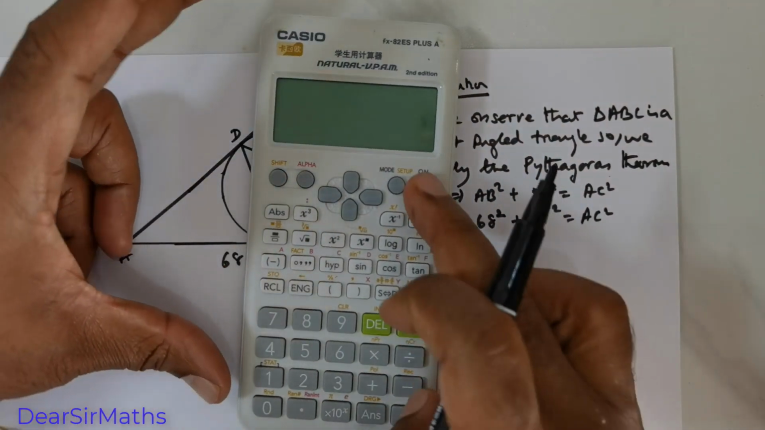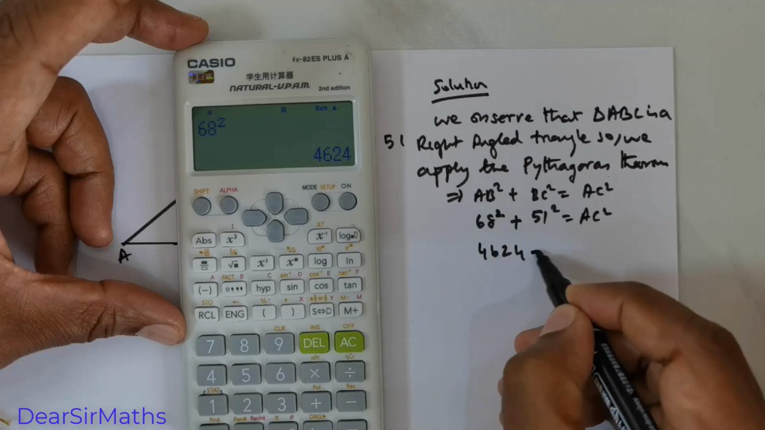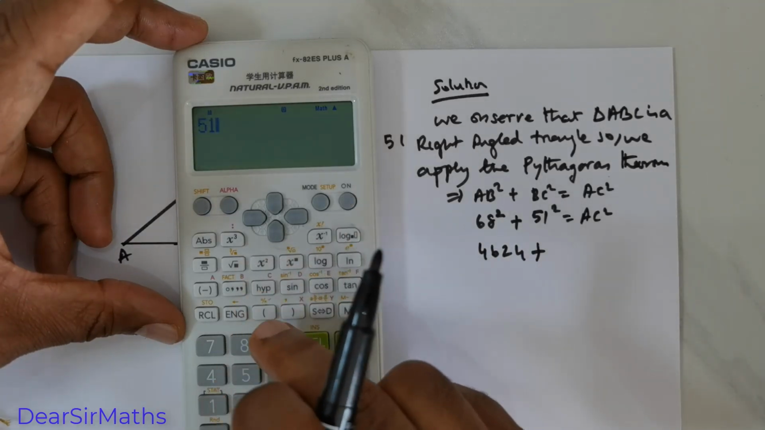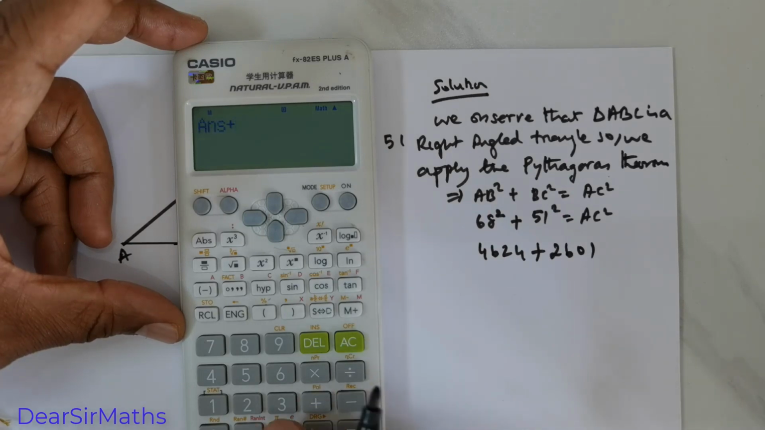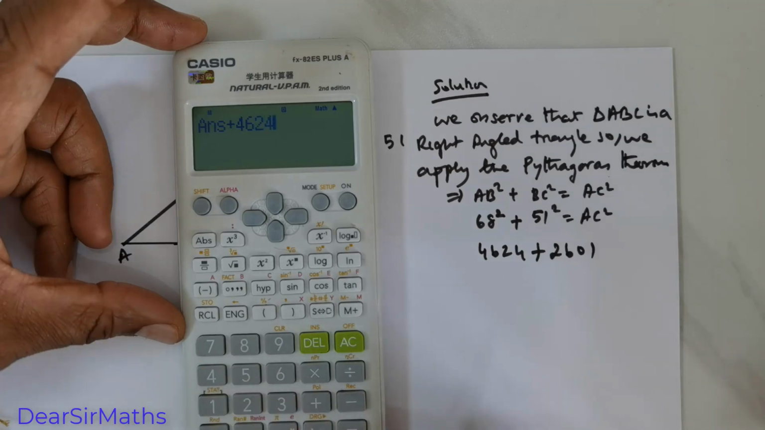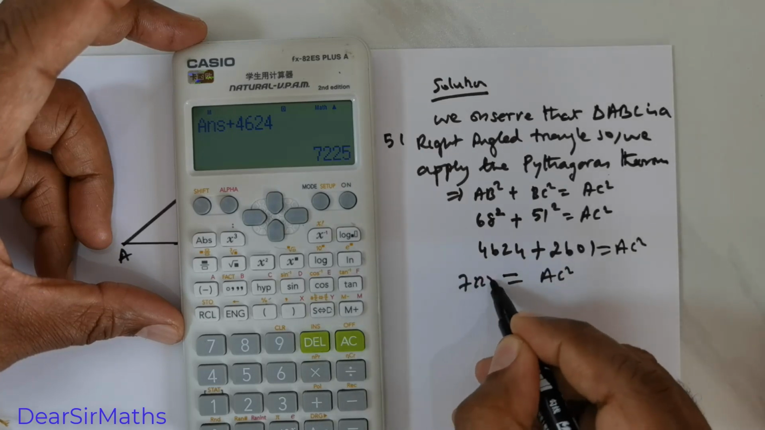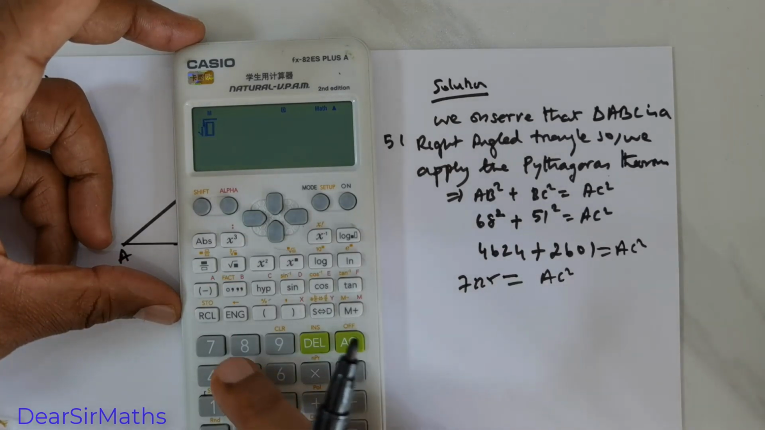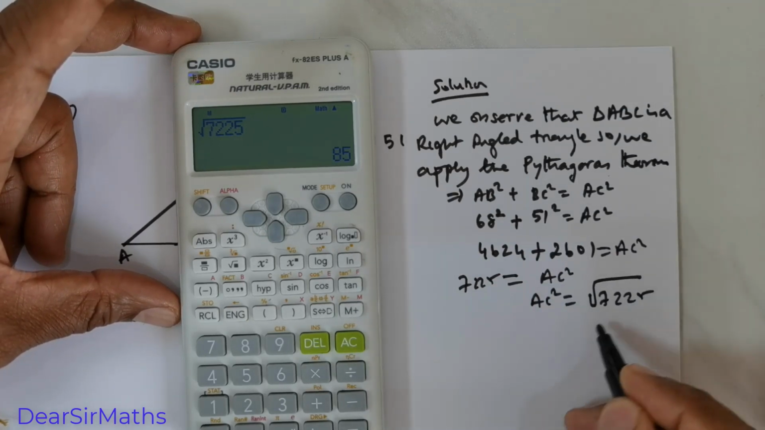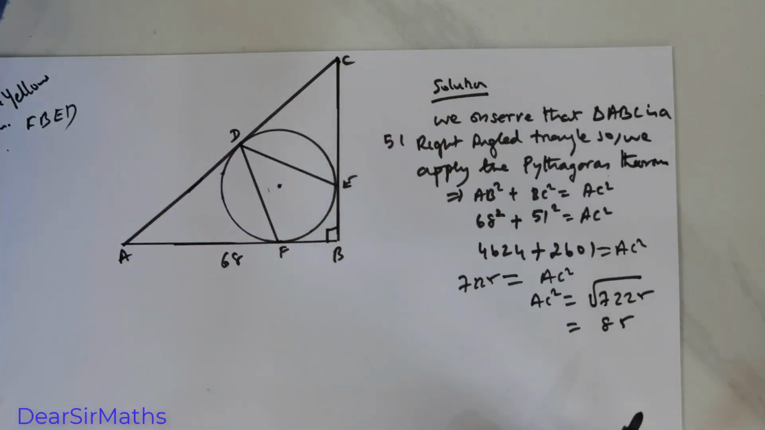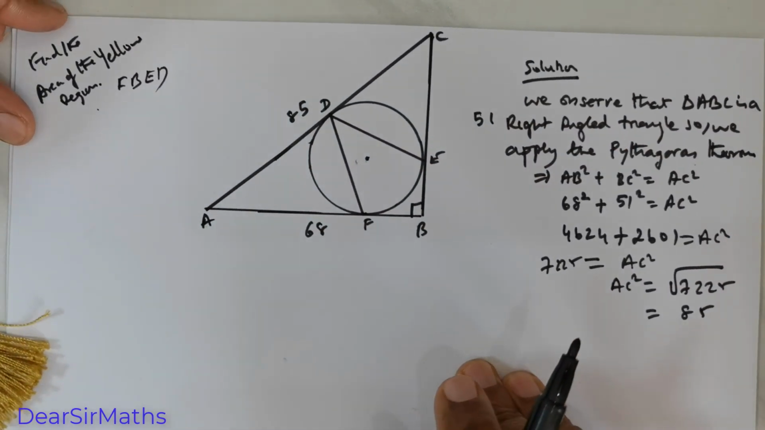So you take your calculator. 68 squared, that's 4624. 51 squared, that's 2601, plus 4624. So this is what you get, 7225. Now you take the square root of 7225. What do you get? Therefore AC is the root of 7225, which is equal to 85 units. The calculator comes in very helpful. So we have got 85 units.